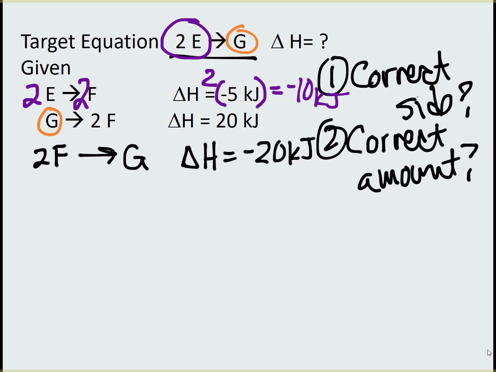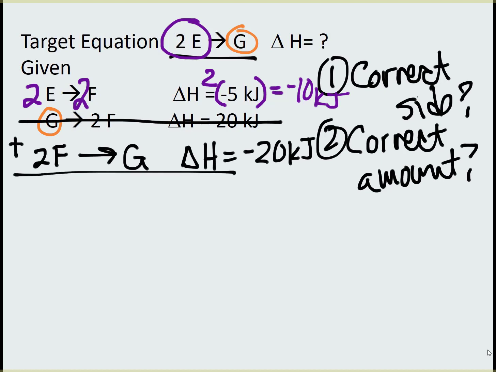All right, so it's now on the correct side. So now I have to ask myself the question, does it have the correct amount? And I do have the correct amount. I have 1 G here and 1 G right there. All right, so let's go ahead. Oh, one thing that we should do is once we rewrite it, we want to cross it out so that we don't get confused. So I'm now going to add these two equations.